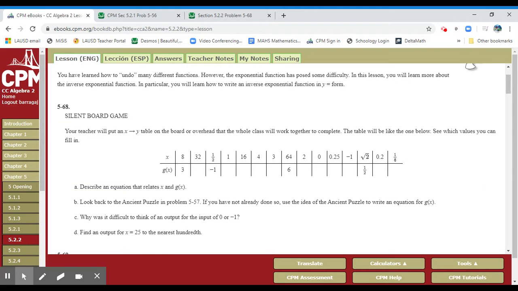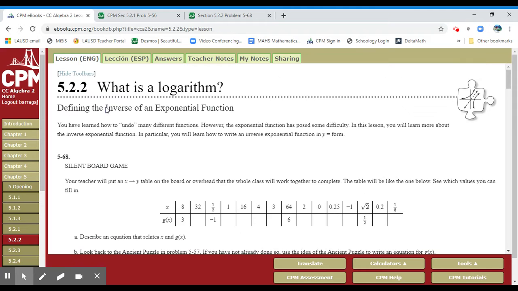Alrighty, guys, here we are again. So remember, we're looking at problem 5-68 in section 5.2.2.